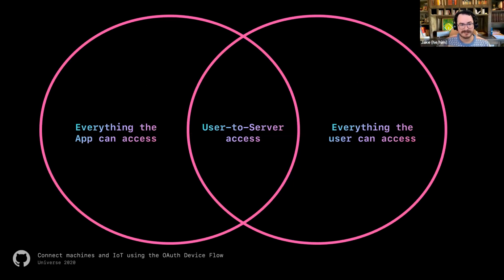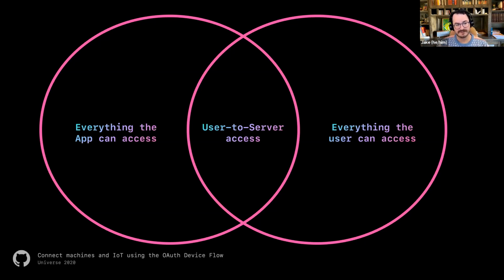User to server requests take a cross section of everything that the app has access to and everything that the user has access to. What we mean by access: on the left-hand side, that represents everything that the app is installed on. So resources like repositories and issues and PRs associated to that require an installation for an app to access them. And on the other side, we have everything that the user is granted access to through typical GitHub access controls, so if they're a member of an organization, things like that.